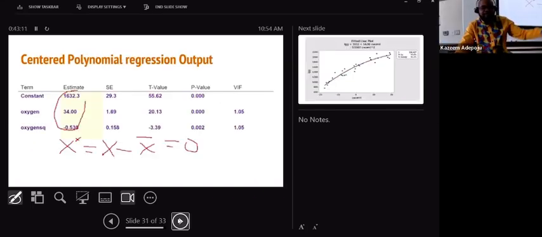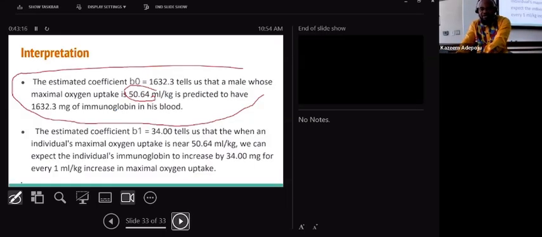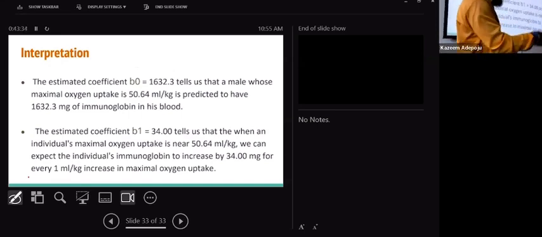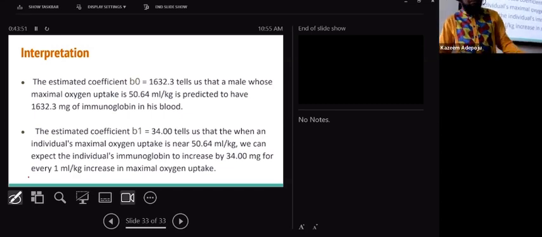Now, how do I interpret the second one, the 34.00 for the oxygen? Take a look at this. I said the estimated coefficient B1, 34.00, tells us that when an individual's maximal oxygen uptake is near 50.64, near the mean oxygen, we can expect the individual's immunoglobulin to increase by that, because it's positive. If it is negative, we say decrease by that for every one-unit increase in maximal oxygen uptake. That's the way it is interpreted.